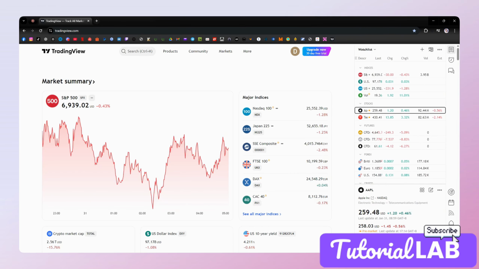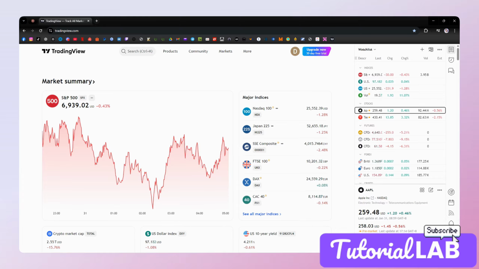Hey everyone, if you've heard the term order block but aren't sure how to spot them on your chart, this video is for you. Today, we'll show you how to use the order block indicator on Tradingview to help identify key price levels where institutions may be active.